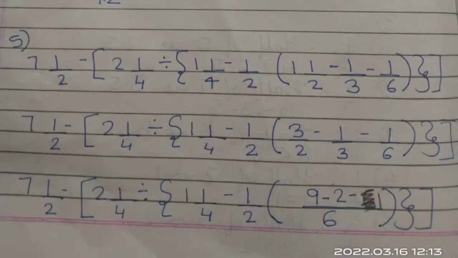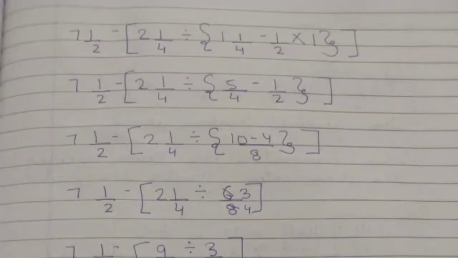Now we multiply 2 into 3 equal to 6, so multiplying the same number with the numerator. 3 3s are 9. Minus sign, 3 2s are 6, so 1 2s are 2. And 6 1s are 6, 1 1s are 1. So 9 minus 2 minus 1 divided by 6. Now we will simplify it. So 9 minus 2 is 7. 7 minus 1 is 6. So 6 divided by 6, which is 1 only.